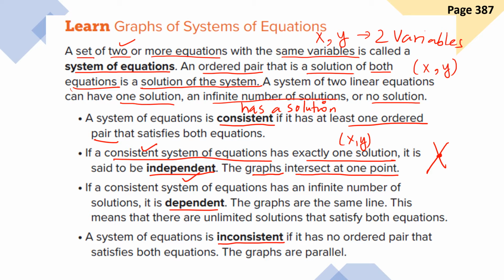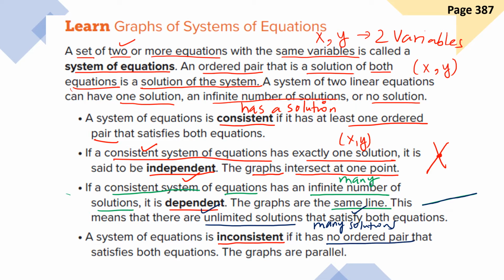For dependent, let's change the color. For dependent, you will see a consistent system of equations having infinite number of solutions. Infinite means many solutions. So the graph are going to be the same line, one over the other. So if one line is here, the other line is on the top, so it will look something like this, same line graph. It means it has unlimited or many solutions or infinite solution. That's called dependent.